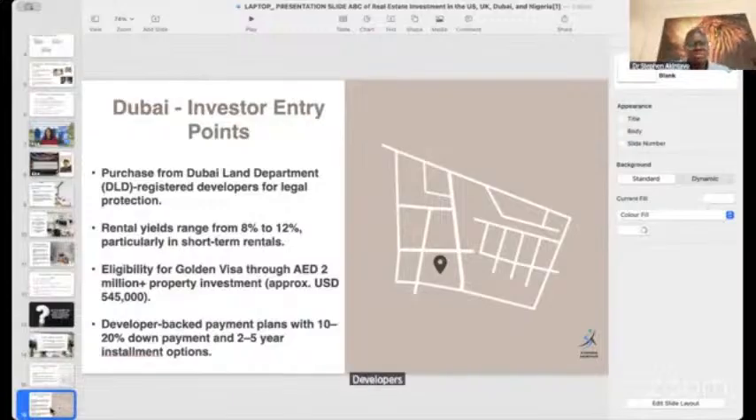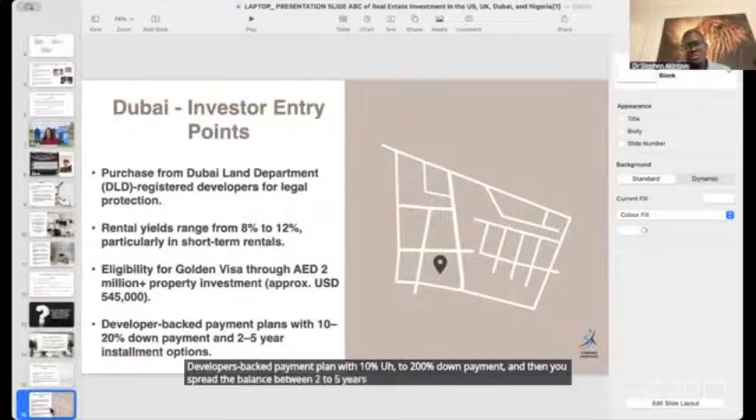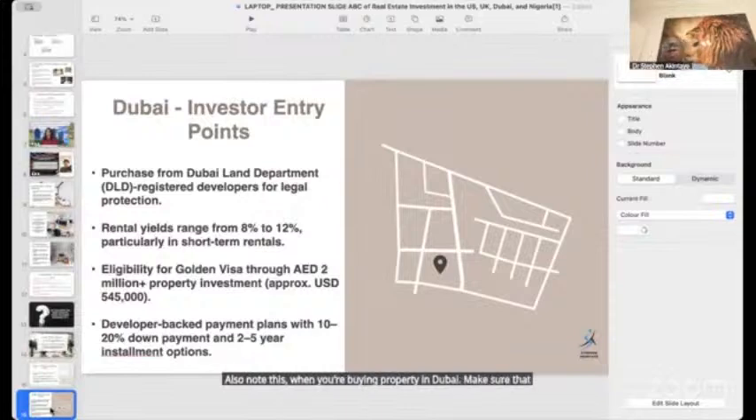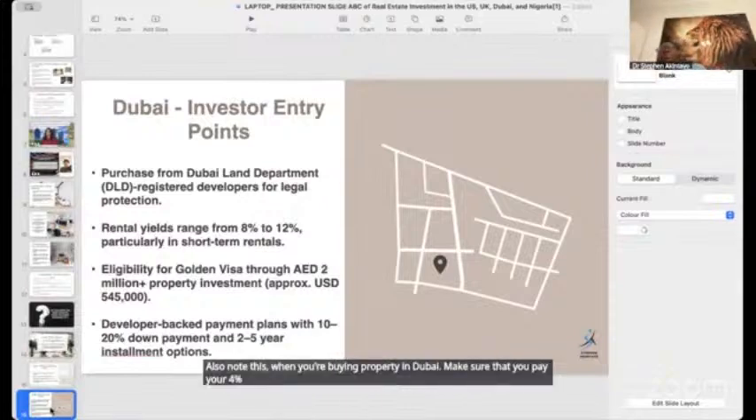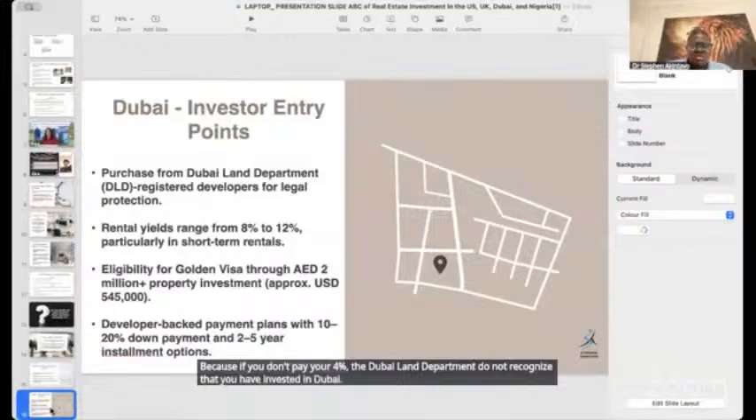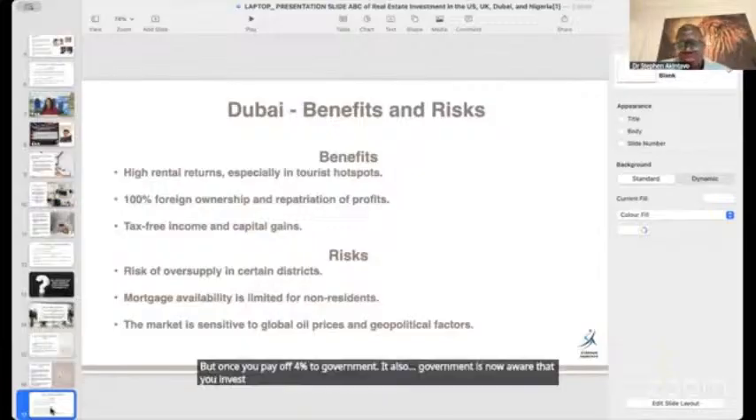Developer-backed payment plans with a 10% to 20% down payment, and then you spread the balance over 2 to 5 years of installments. Also note this: when you're buying property in Dubai, make sure that you pay your 4% to DLD. That is very important, because if you don't pay your 4%, the Dubai Land Department does not recognize that you have invested in Dubai. So it's easy for even the developer to cheat you because your record is not with the government.